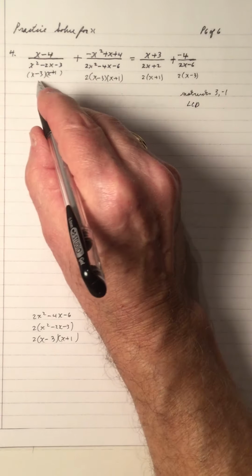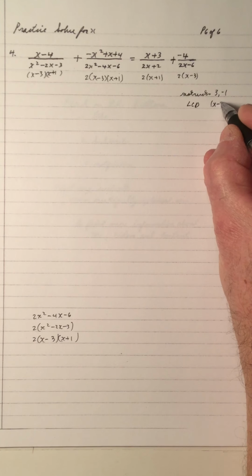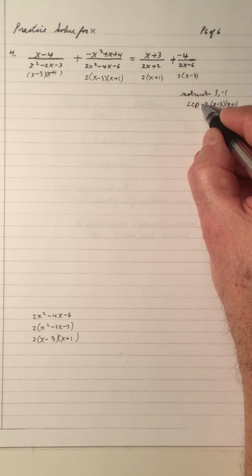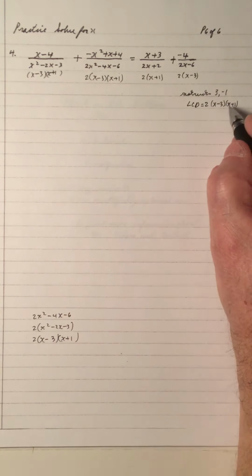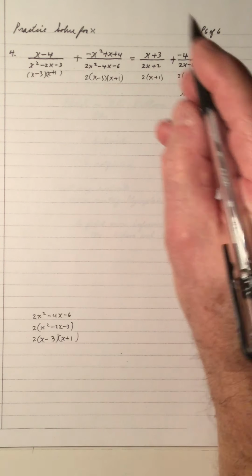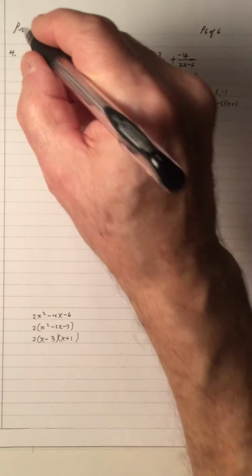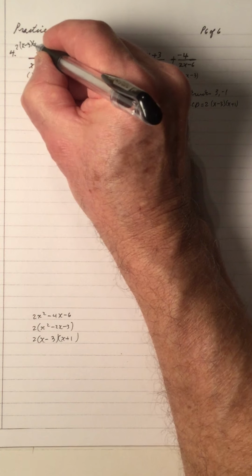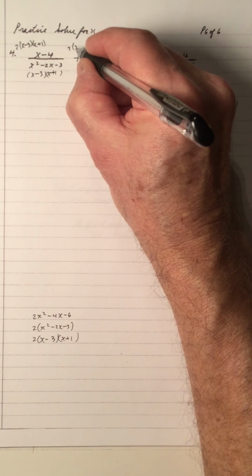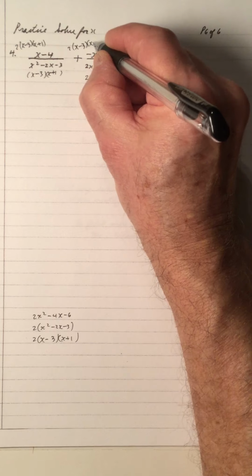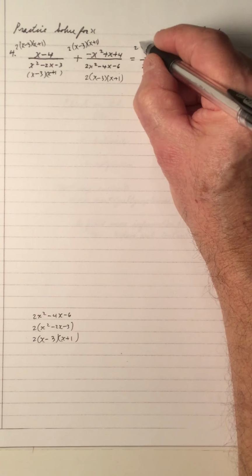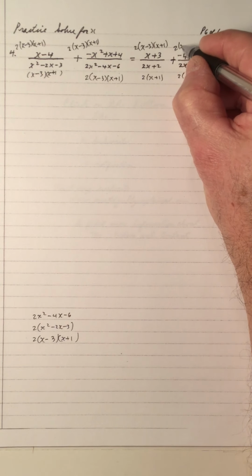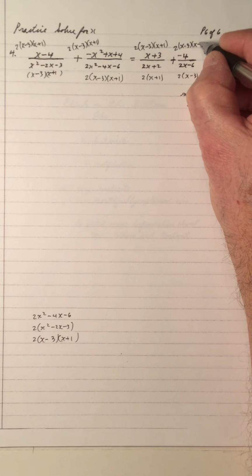And what's the LCD? I've got to have an x minus 3, x plus 1, and I've got to have the 2. 2 is there, x plus 1 is there, 2 is there, x minus 3 is there. So it just takes a while to write this down now. So it's 2 times x minus 3, x plus 1.